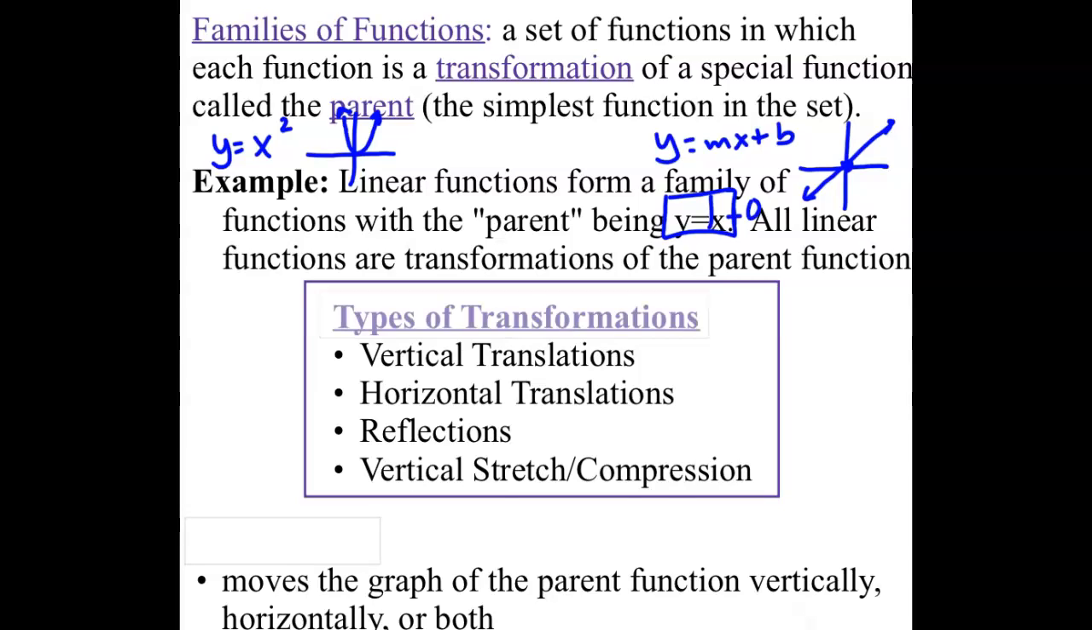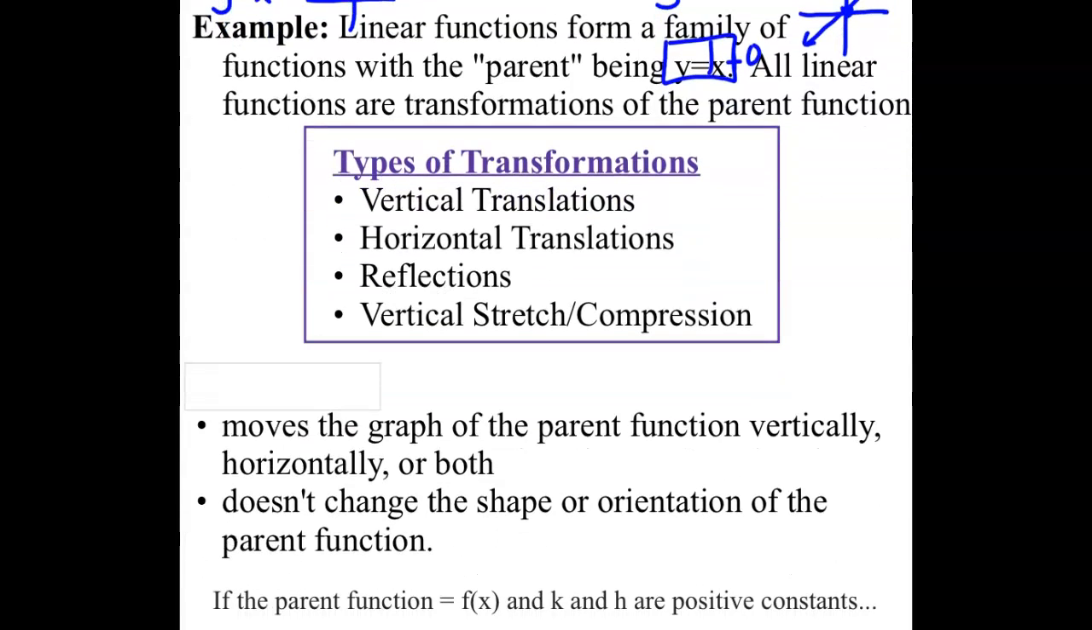The ones that we have available, we can do what's called a vertical or horizontal translation. A translation basically just means we're going to pick our graph up and move it somewhere else. A vertical translation means we're shifting it up and down. A horizontal translation means we're moving it left and right. We're also going to look at reflections and vertical stretches and compressions. There is such a thing as horizontal stretches and compressions that you'll learn about in your next math class. They're not included in this one. So let's start off with our translations.